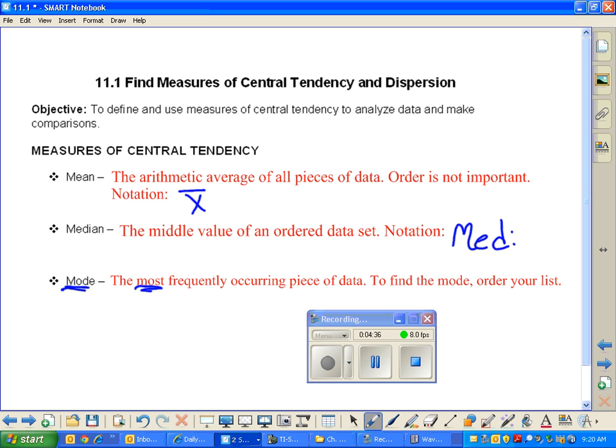Now your calculator doesn't spit out a mode, but you're going to see today, we're going to gather data on you folks. And you're going to see that to find the mode for our class with maybe 20 pieces of data or so, just put your data in order, and then it's really easy to count how many there are of each piece of data. So it's nice. Just put your data in order and you can find the mode pretty quickly.